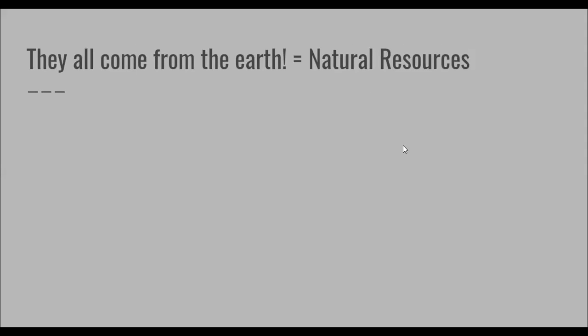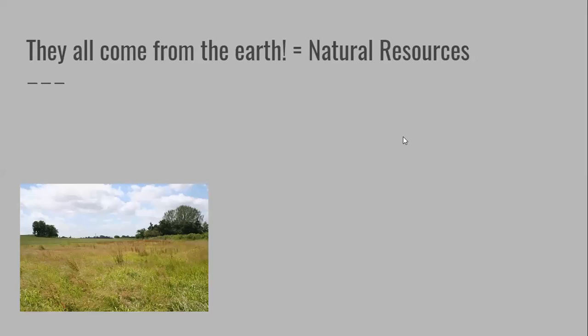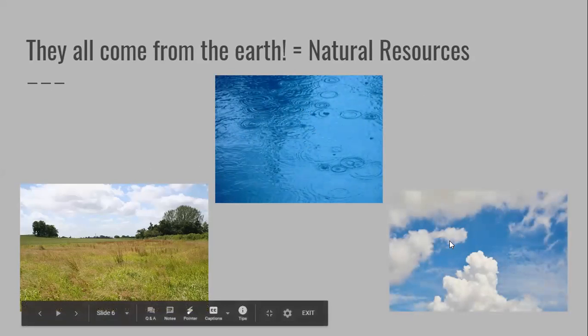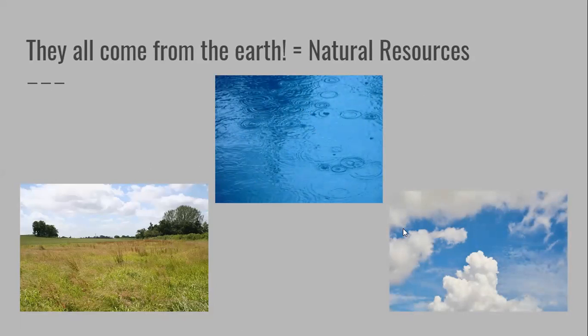So now we're going to look at these three pictures. The first picture shows land. The next picture shows water. And this last picture shows air. These three things have something in common. It is that they all come from the earth. So this means that they're natural resources. They come from the earth. They're from nature.